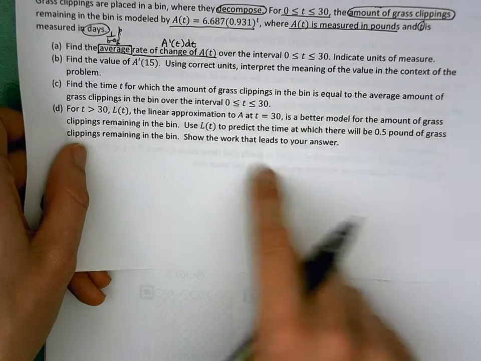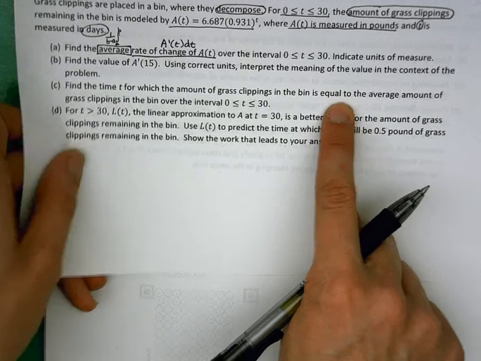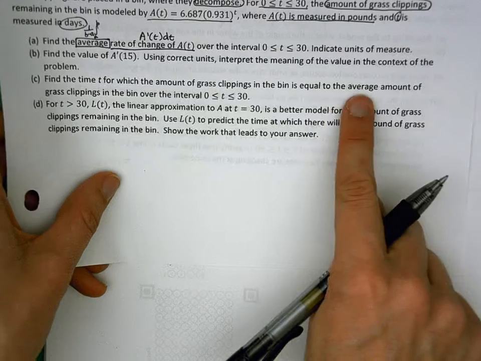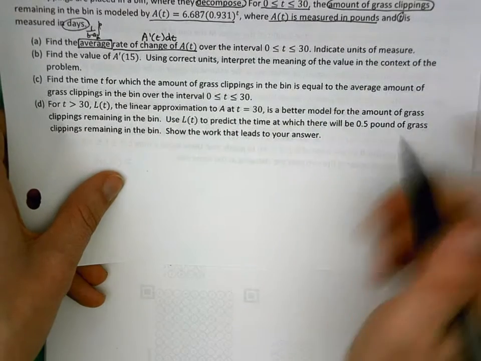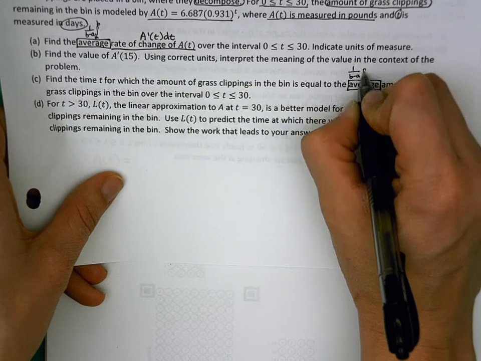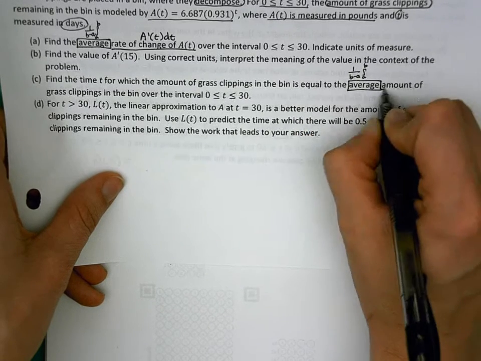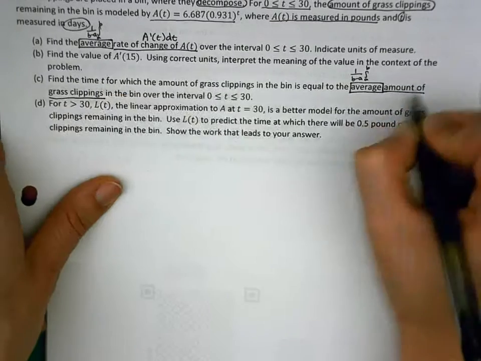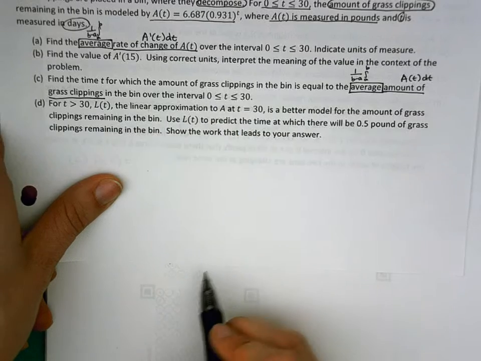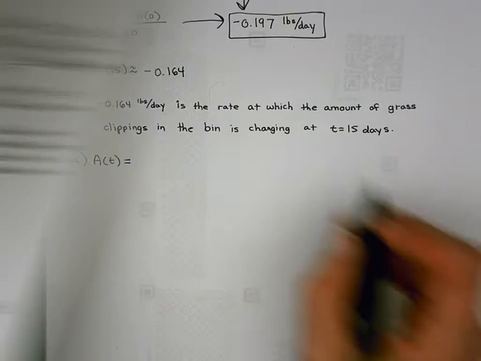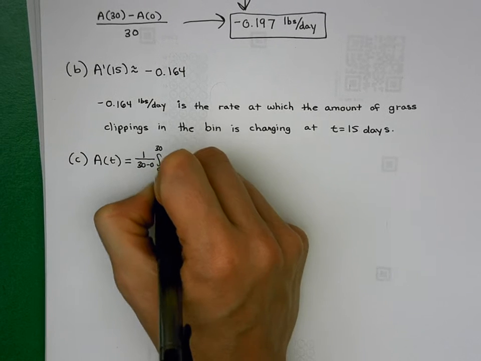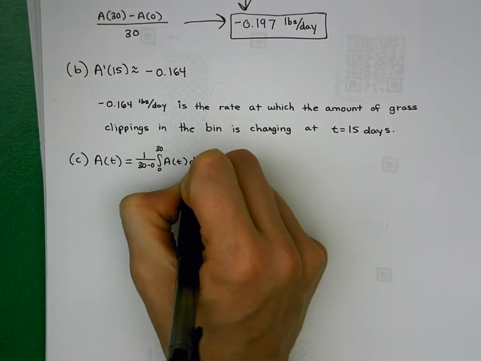is equal to the average amount of grass clippings in the bin. Well, average is 1 over b minus a times the integral from a to b of the amount of grass clippings. Well, that is A of t. And then my b and a are 30 and 0 again. So this is 1 over 30 minus 0 times the integral from 0 to 30 of my A of t.